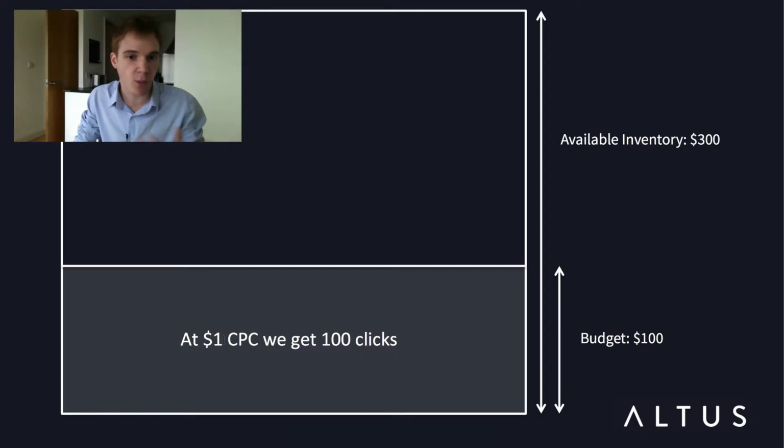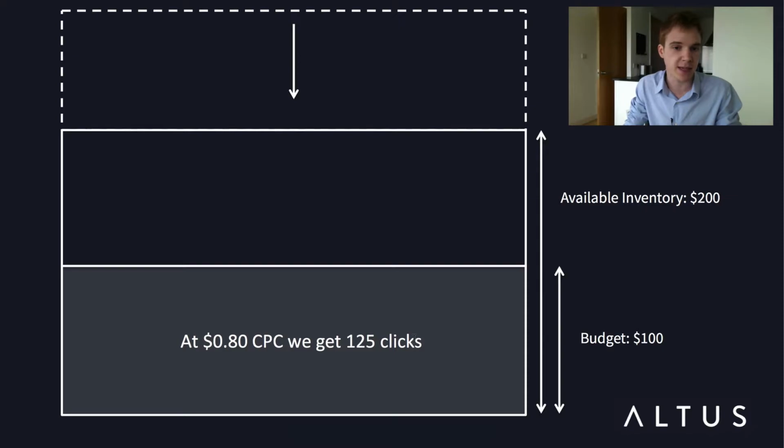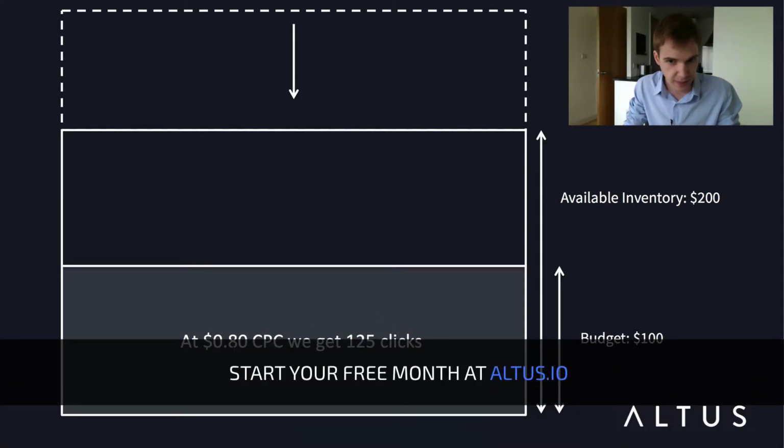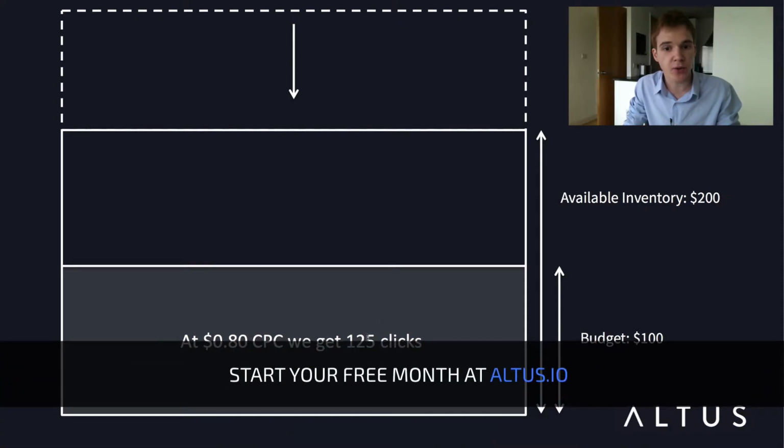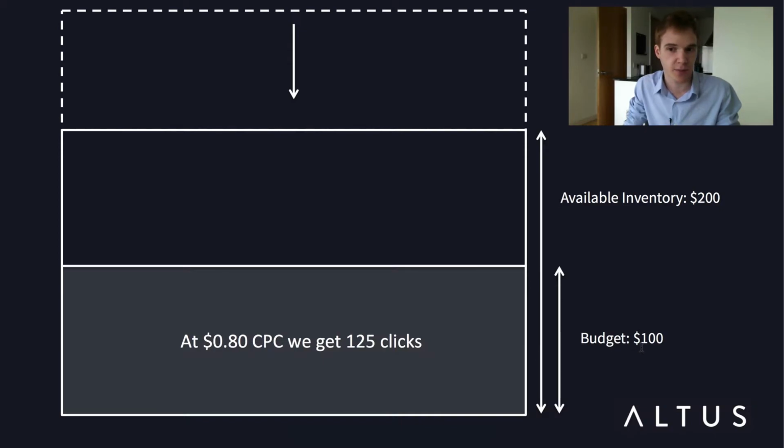Now, assuming we have a $1 CPC, this means that for $100, you would get 100 clicks. Of course, you could spend $300 and get 300 clicks, but again, you've set your budget to $100. So here's what's actually kind of interesting. If you were to reduce your CPCs and drop them and maybe say you got 80 cents, then you would actually get 125 clicks for a budget of $100, right? As in $100 divided by 80 cents would give you 125 clicks. You get 25% more clicks.